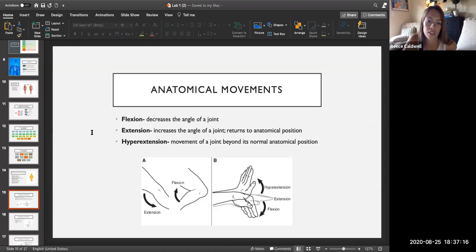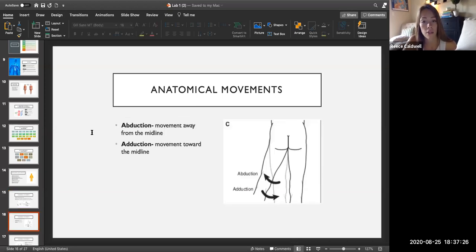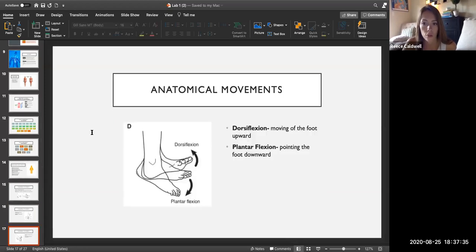Know flexion, extension, hyperextension. If you need more, just look up flexion, extension, hyperextension on Google. You'll find more examples. Definitely know abduction and adduction. That one's really easy if you think of abduct and add. Know dorsiflexion and plantar flexion. Again, pretty basic. You plant your foot down: plantar flexion.